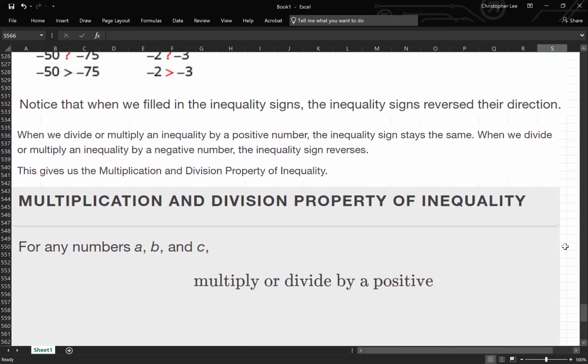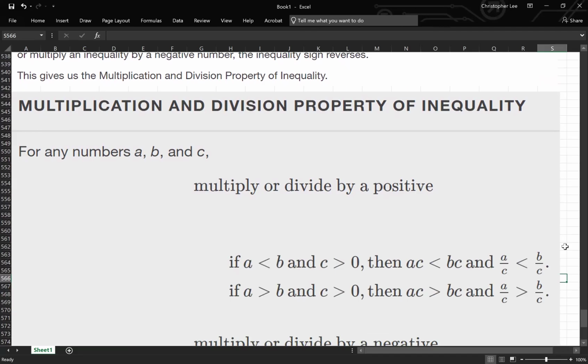So for any numbers A, B, and C, you want to multiply or divide by a positive number. If A is less than B and C is greater than 0, then A times C is less than B times C, and A over C is less than B over C. If A is greater than B and C is greater than 0, then A times C is greater than B times C, and A over C is greater than B over C.